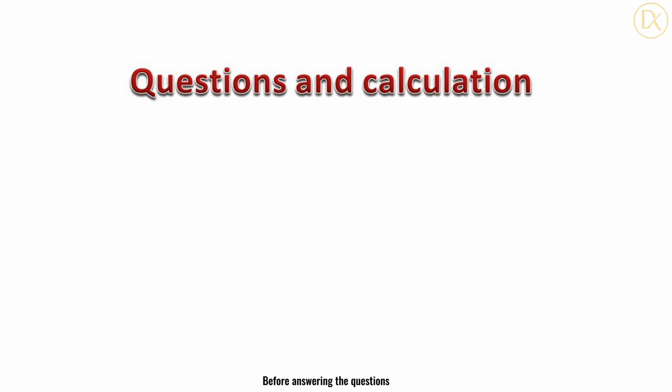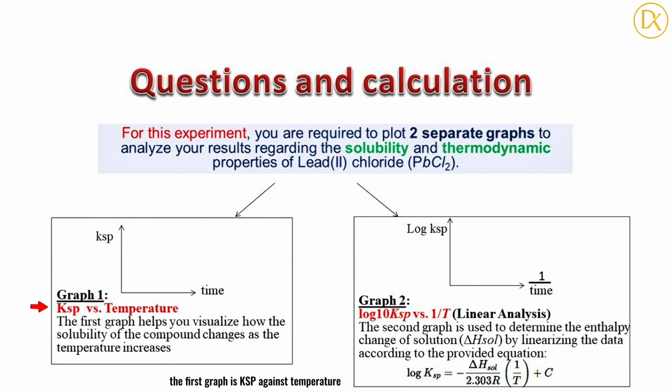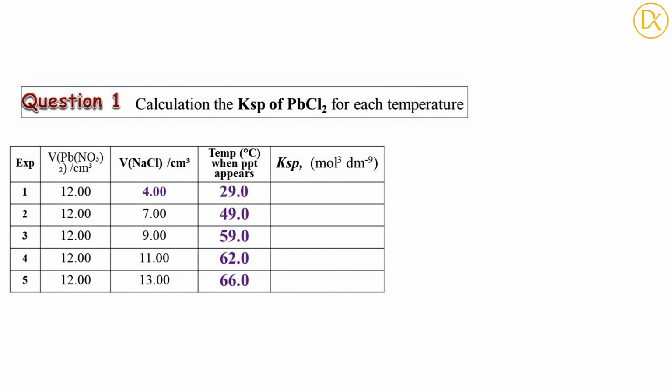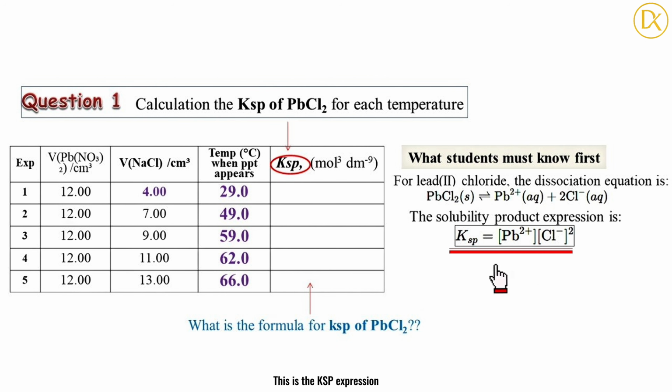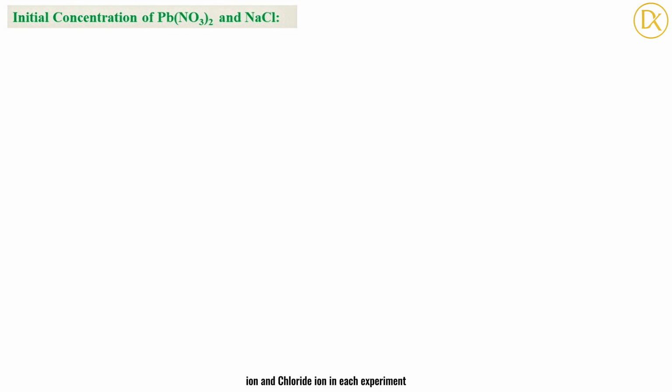Before answering the questions, let's understand the overall requirement of this experiment. We are required to plot 2 graphs to analyze your results. The first graph is Ksp against temperature, while the second graph is log Ksp against 1 over temperature. Now, let's calculate the Ksp for experiment 1 step by step. First, we write the dissociation equation of lead-2 chloride. This is the Ksp expression. This means that to calculate Ksp, we must first determine the concentrations of lead ion and chloride ion in each experiment.